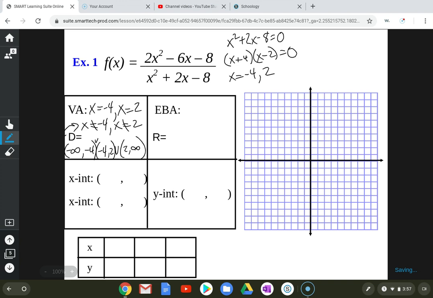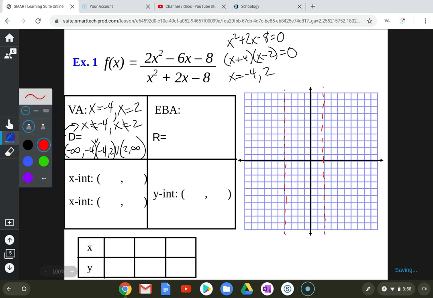All right, so I'm going to mark our vertical asymptotes in red. So we have a vertical asymptote 1, 2, 3, 4 at negative 4, and then another one at 2. Pretend that that looks good.